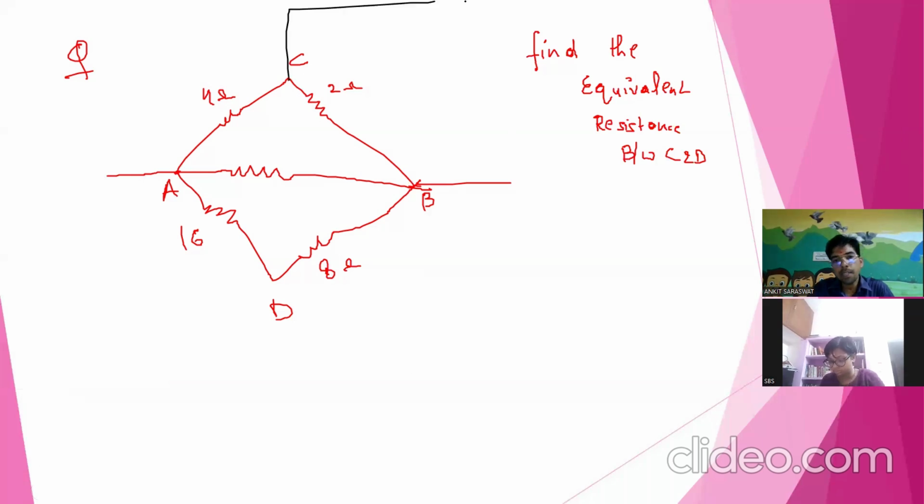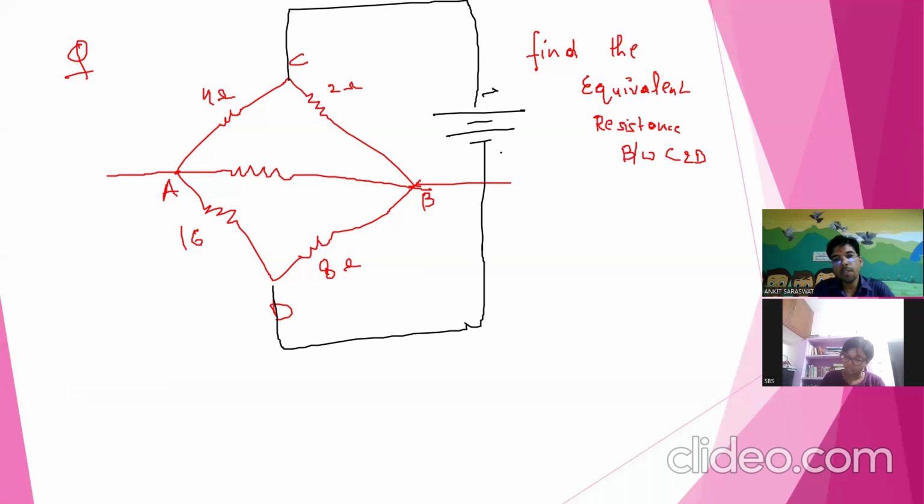Then connect a battery, or cell, in between C and D. First step. The battery will supply a current I. Then it will take I current. Can you check the Wheatstone bridge? What is the ratio of this? 16, ratio 4. This is R1, R2, this is R3, this is R4.